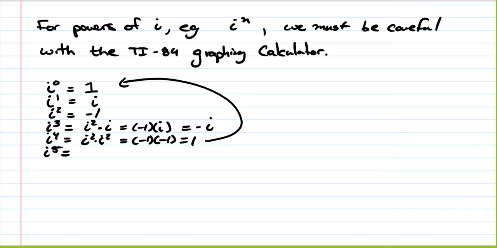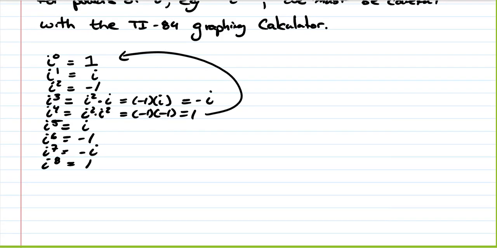i to the fifth is going to be the same as i, i to the sixth is going to be -1, i to the seventh is going to be -i, and i to the eighth is equal to +1 again, and then the pattern just repeats. So i to the ninth would then be the same as i, and this continues forever. So if we keep multiplying i by itself, we know that there are only 4 possible answers: 1, i, -1, or -i.